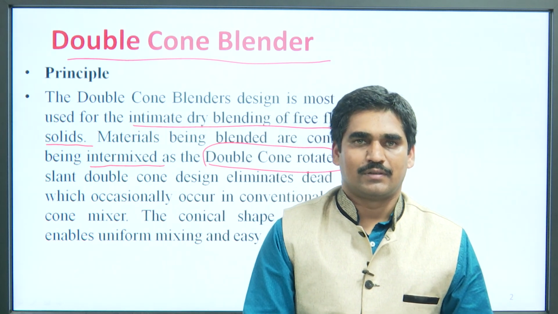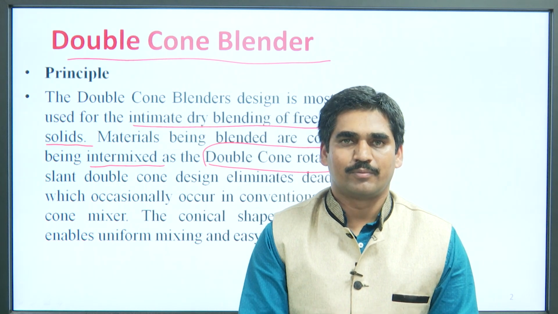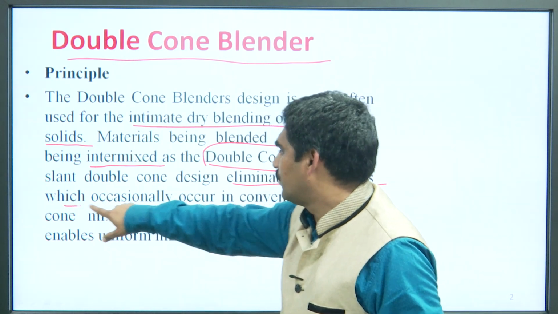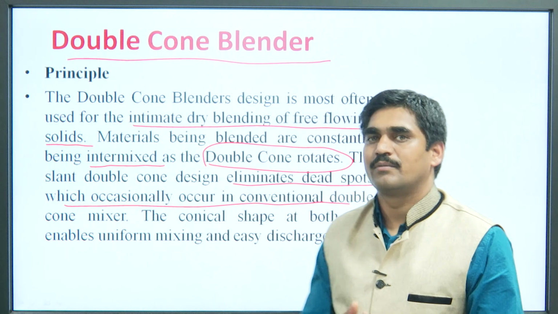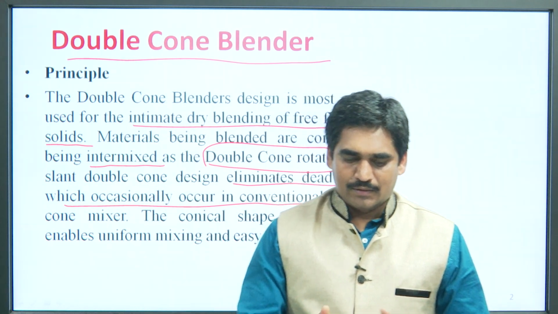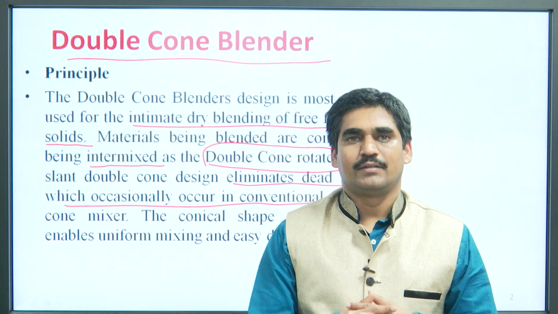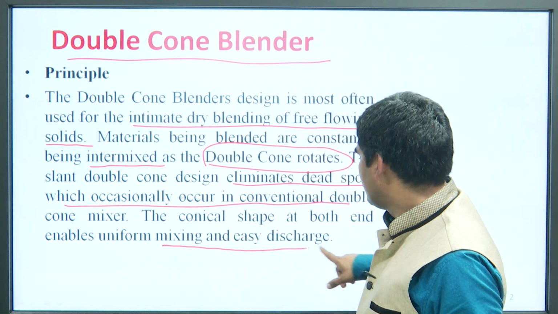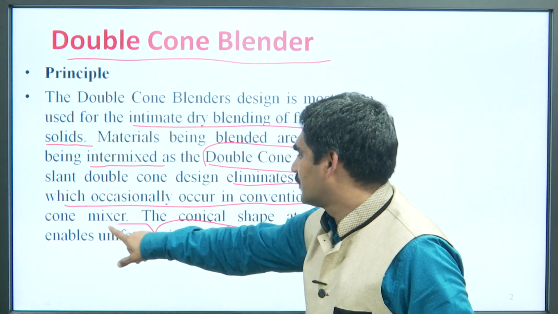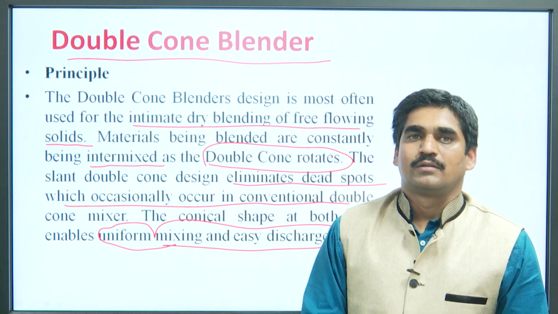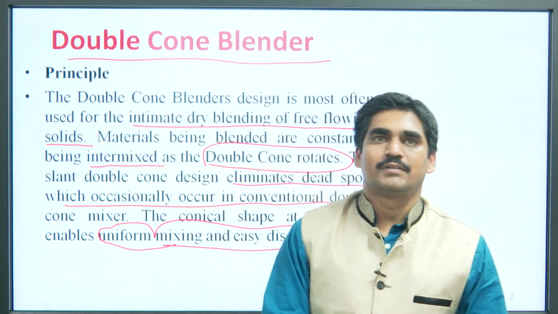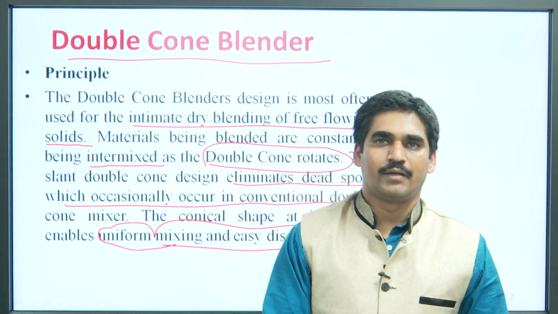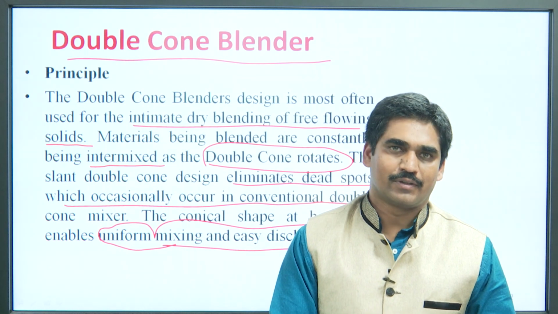The design of this double cone blender is such that it eliminates dead spots which occur in conventional double cone mixers. The conical shape at both ends enables uniform mixing and easy discharge of the product. So, this is the basic principle. First, it is mainly used for dry blending of free flowing solids.